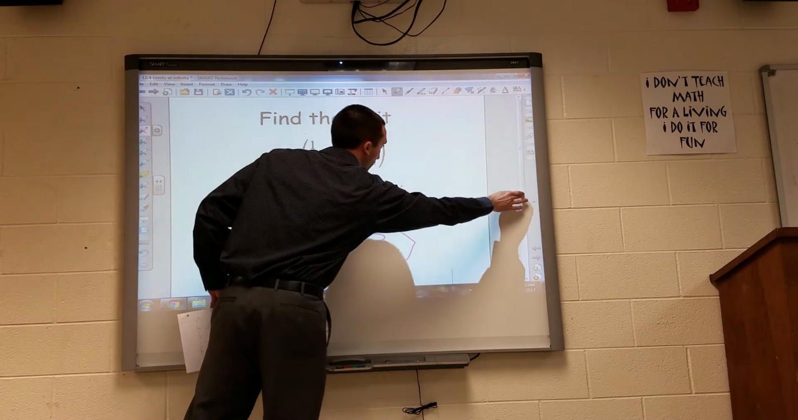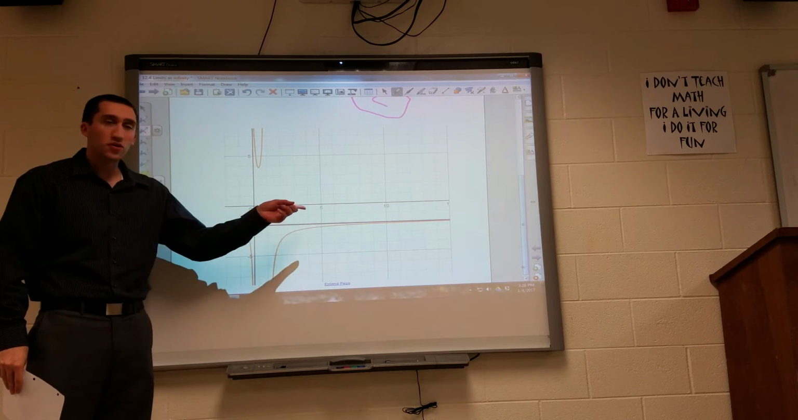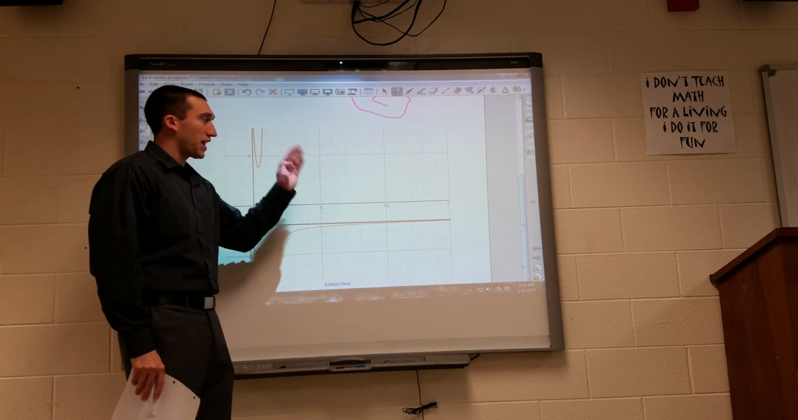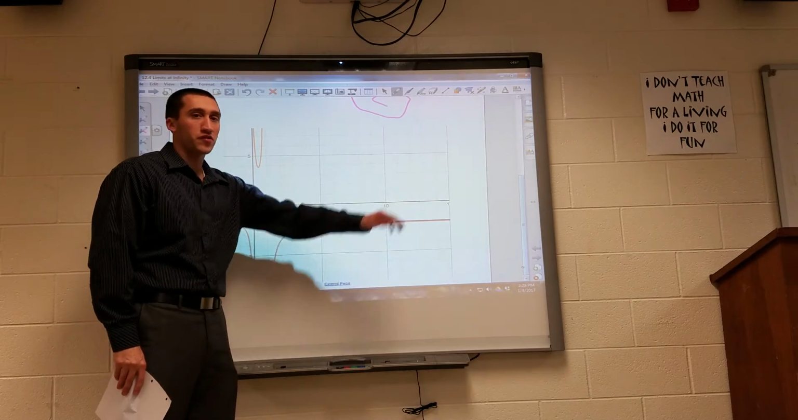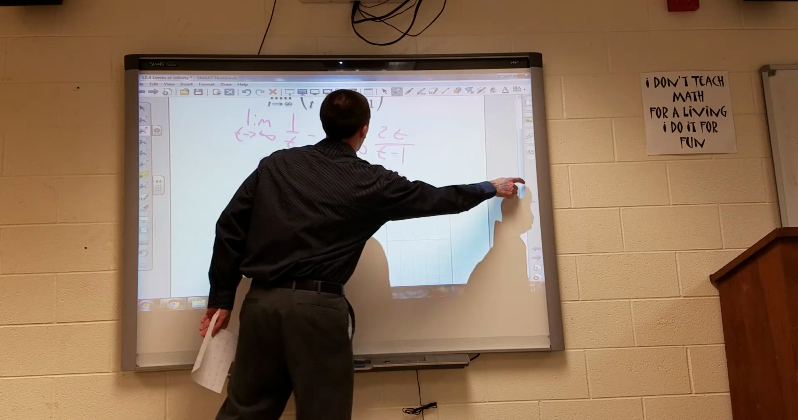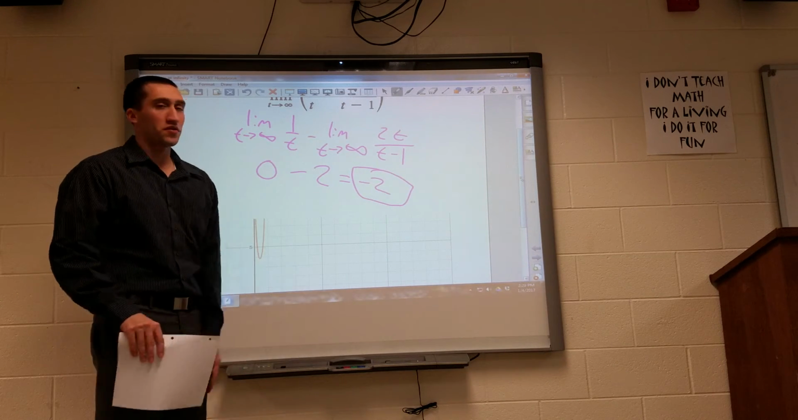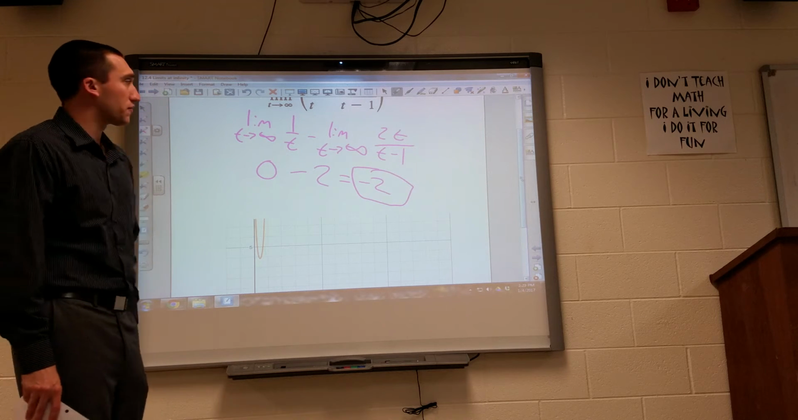So here I already have the graph drawn for us. And here this blue line is the line y equals negative 2. And you can see that as x goes out towards positive infinity, this function is going to approach the line y equals negative 2. So it proves that we can just use our limit laws there and do the separate limits in order to come up with our final limit at infinity of negative 2.